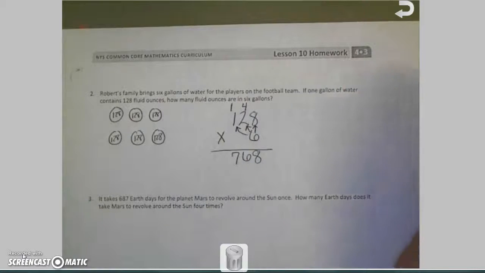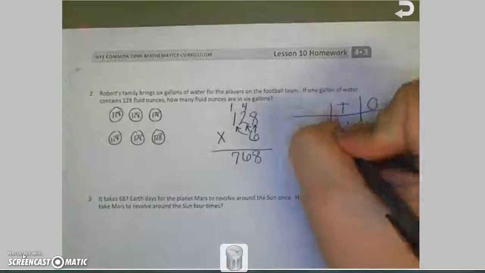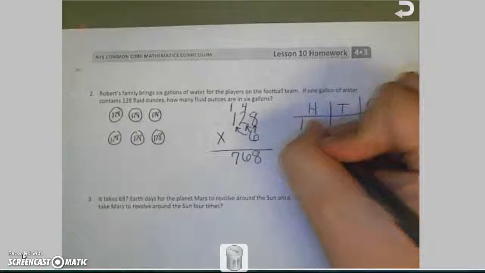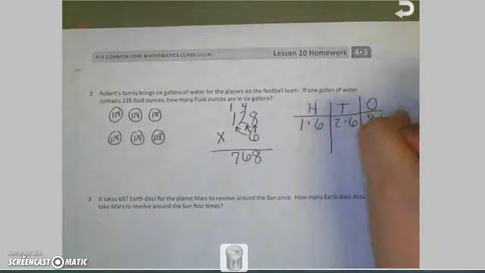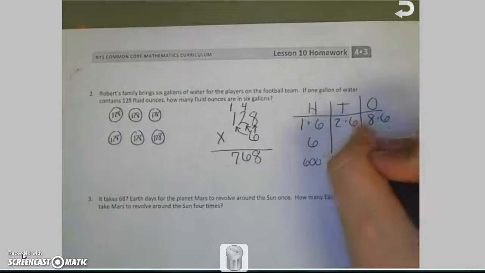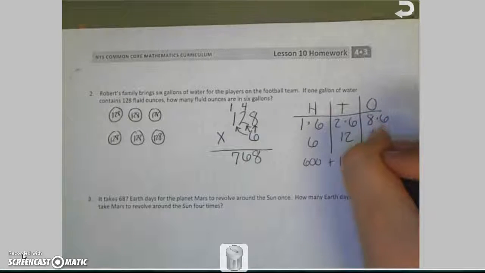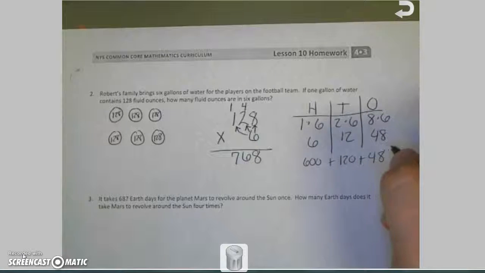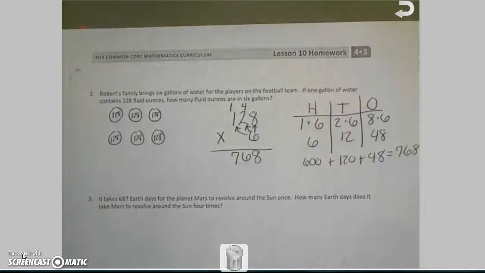Again, I can check this problem by using one of our other strategies, such as the place value: ones, tens, and hundreds. So I got 128 times 6. So 1 times 6 is 6 hundreds. 2 times 6 is 12 tens, which I know is 120. And 6 times 8 is 48. And so if I add all that together, I should get 768. So that's question number 2.